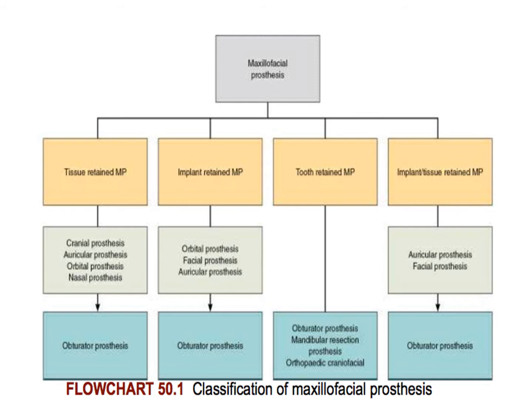In tissue retained, you can see cranial, ocular, orbital, and nasal prostheses come. In implant retained, we can include orbital, facial, auricular. In tooth retained, obturator prosthesis, mandibular resection prosthesis, or orthopedic craniofacial prosthesis can be included. In implant or tissue retained, auricular prosthesis and facial prosthesis can be included.